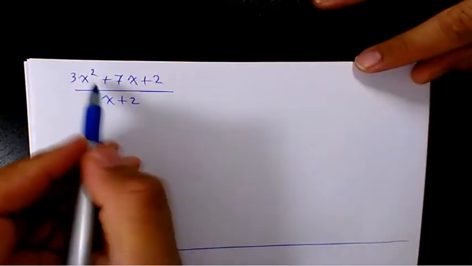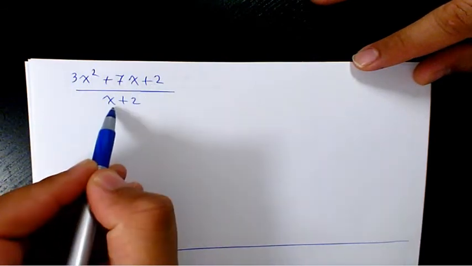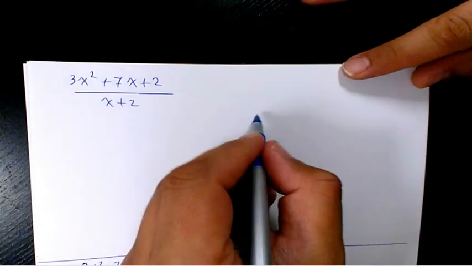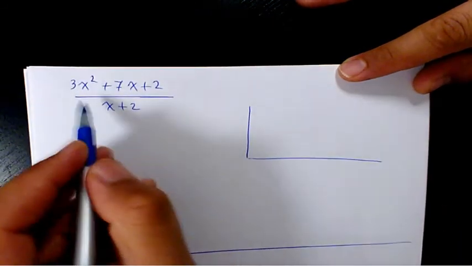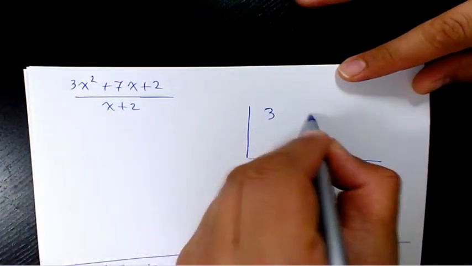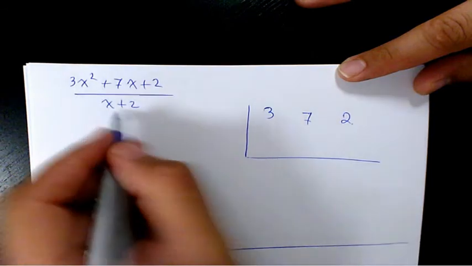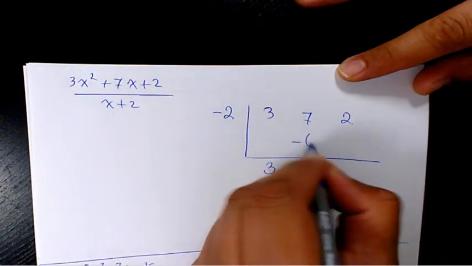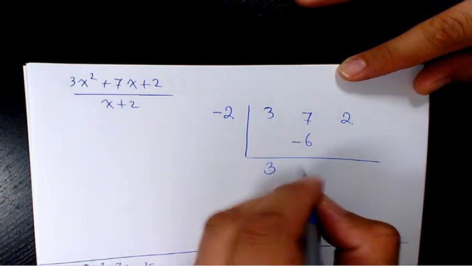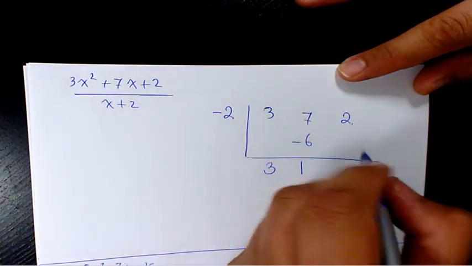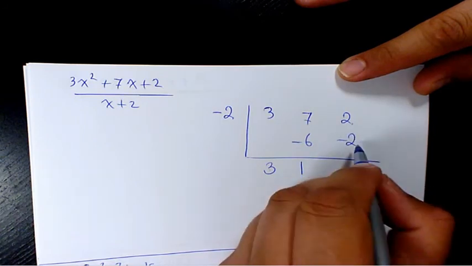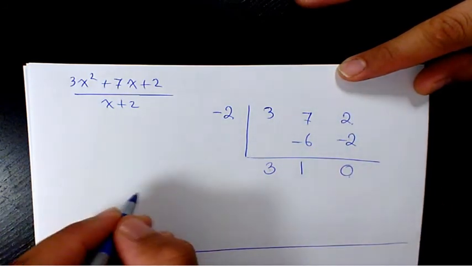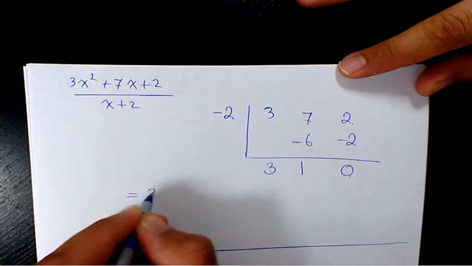Next one is 3x squared plus 7x plus 2 divided by x plus 2. What we need to do, we need to write it again, the coefficients, which is 3, 7, 2. Here we have negative 2. You bring 3 down. 3 times negative 2 is negative 6. Negative 6 and positive 7 is going to be 1. 1 times negative 2 is going to be negative 2. Negative 2 and 2 is going to be 0. So we have 3x plus 1. And the remainder is 0. So there is no remainder.